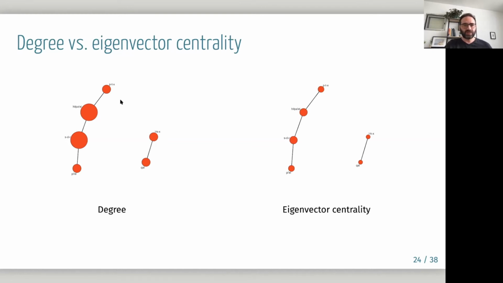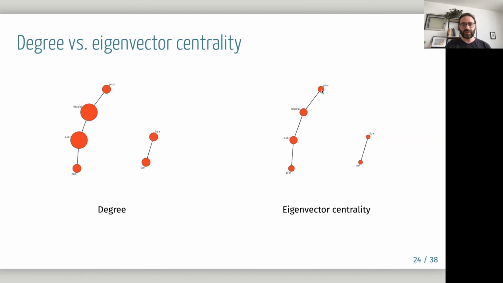The degree measure is very straightforward. Hitpa'el has a higher degree than peteche, and sedere has the same degree as hitpa'el, because hitpa'el is linked to 2 nodes and sedere is linked to 2 nodes. Peteche is linked to only 1 node, and lekeche is linked to only 1 node. So peteche over here and lekeche over here have the same degree value. This is the degree. Centrality is a different measure.